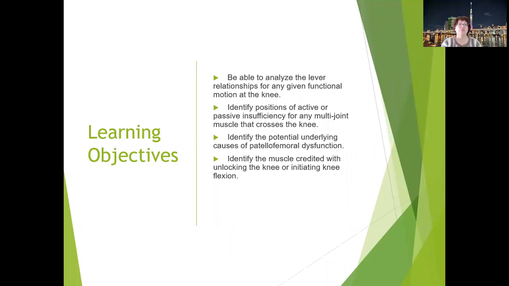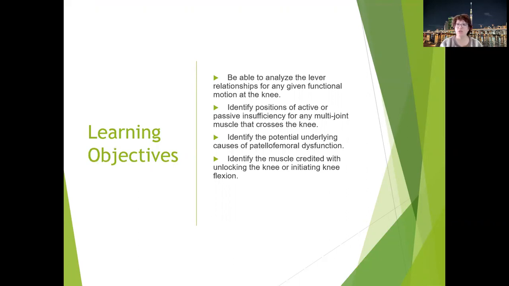So for the learning objectives, I want you to be able to analyze lever relationships given functional motion at the knee. And usually when we're talking about functional motion, we're talking about sit to stand, walking, good old function. We like that. I want you to be able to identify positions of active or passive insufficiency for any multi-joint muscle that crosses the knee.